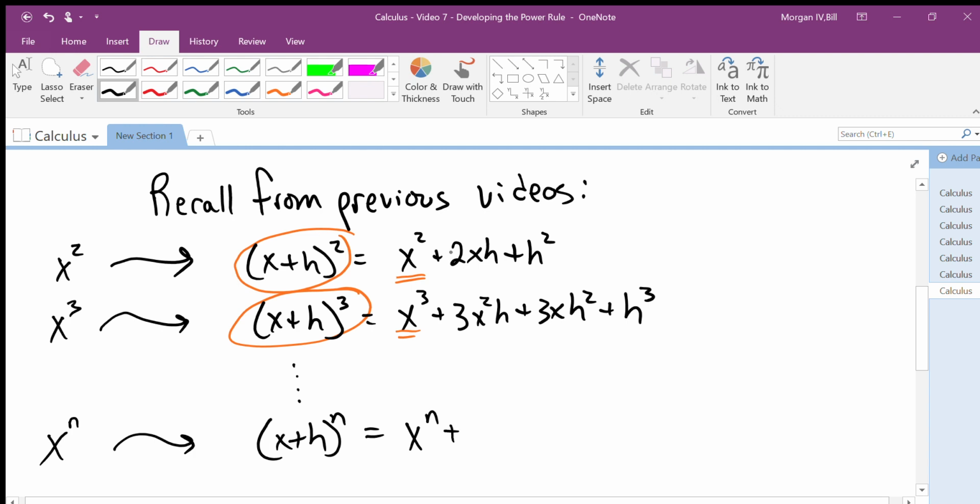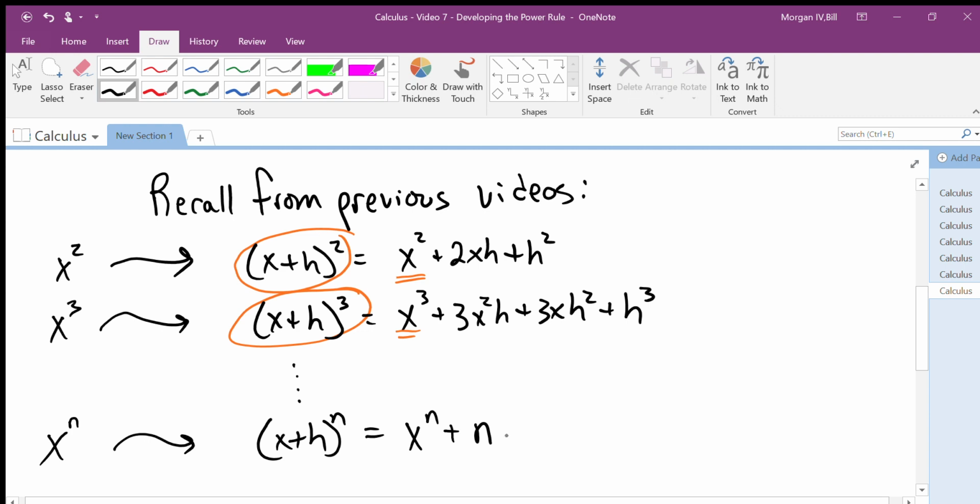Notice I got a 2xh whenever I did x plus h squared. But when I did x plus h to the third, I got a 3x squared h. Couple of things to note. The exponent 2 in x plus h squared became the coefficient 2. The exponent 3 became the coefficient 3. It's reasonable to assume that the second term, whatever that exponent n is, will be the coefficient of the term.